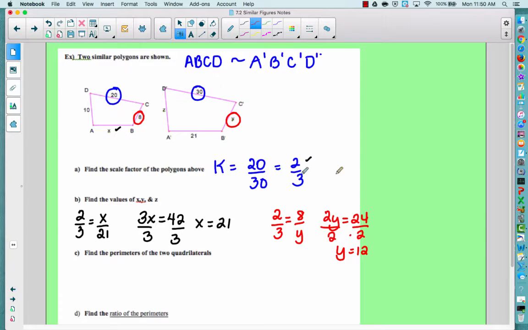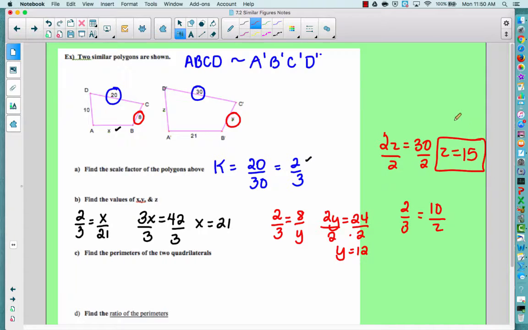All right, one more. Last example. We take our scale factor of 2/3. We're trying to find z. Now z is in the larger of the two. So I'm going to do 2/3 equals 10 over z. I cross multiply and I get 2z equals 30. I divide both sides by 2, so z equals 15.